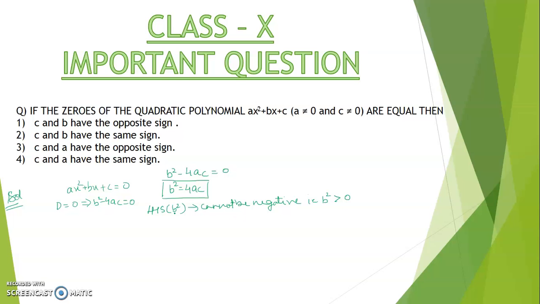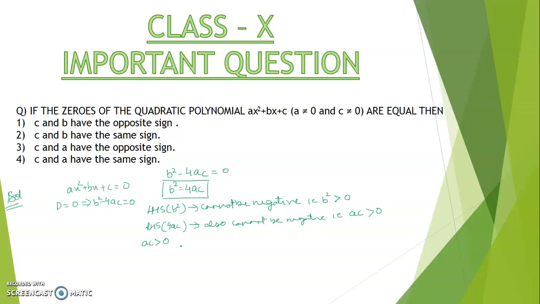Now this b square is positive, but it is also equal to 4ac. Now see RHS. What is RHS? 4ac. So RHS also cannot be negative. That means ac, since 4 is a constant, we can leave the constant, ac will also be greater than 0. This means ac will also be positive. Now see this, ac is greater than 0.